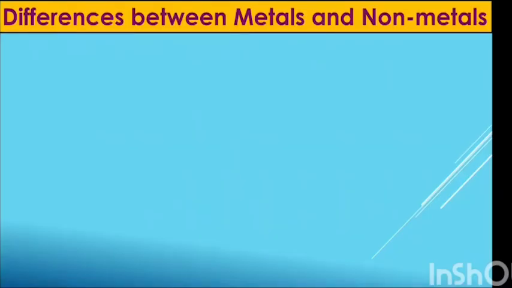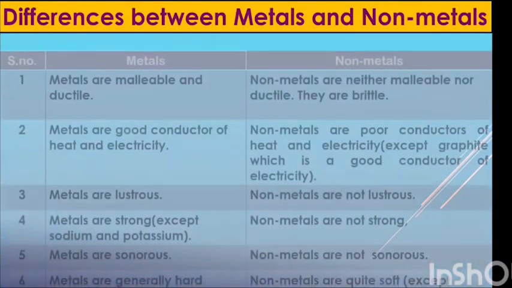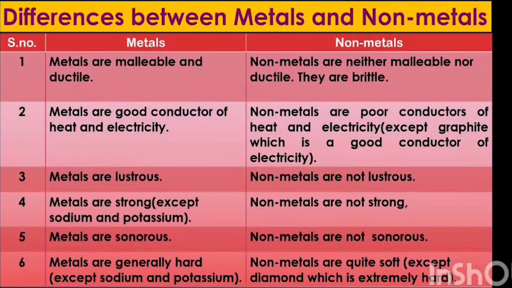Now once again, see the differences between physical properties of metals and non-metals. Metals are malleable and ductile. Non-metals are neither malleable nor ductile. They are brittle. Metals are good conductors of heat and electricity. Non-metals are poor conductors of heat and electricity, except graphite, which is a good conductor of electricity. Metals are lustrous. Non-metals are not lustrous.